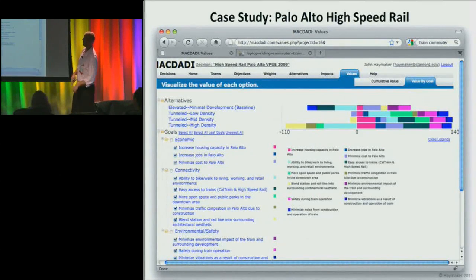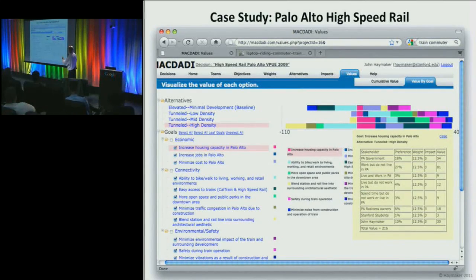We then want to present something that we call value, which is essentially taking this idea of an impact of an alternative on a goal and multiplying it through by the preference for that goal. So if you care a lot about something and it performs well, there's a lot of positive value. If you care a lot about something and it performs negatively, there's a lot of negative value. And we can drill into that information and really start to understand different stakeholders and what value they're getting from different alternatives.